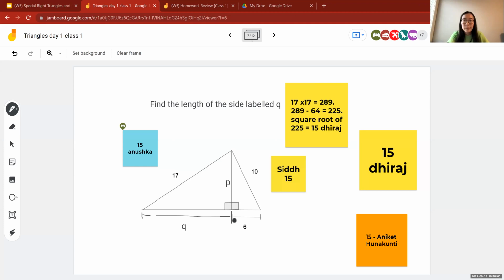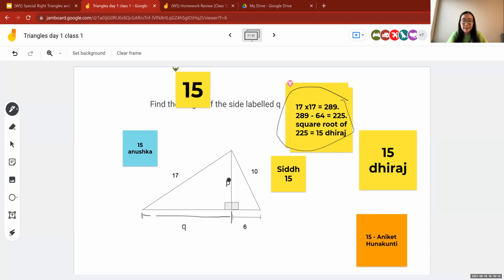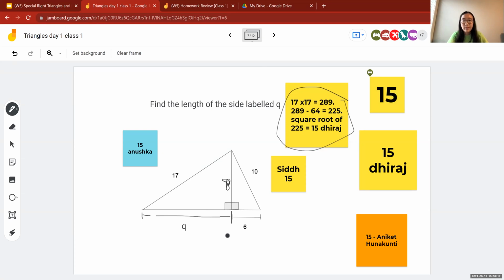All right, so we have an explanation on here. That's perfect. So to find the length of Q, we would use the Pythagorean theorem. And so that tells us that 17 squared equals Q squared plus, and we already found P is equal to 8, so 8 squared. And then if you continue solving that, you get 289 minus 64 equals Q squared. So Q squared equals 225. And then take the square root of both sides. Q equals 15. All right.